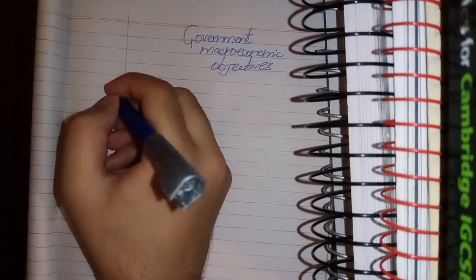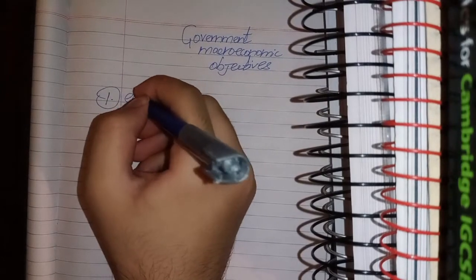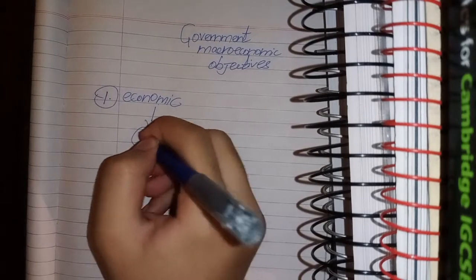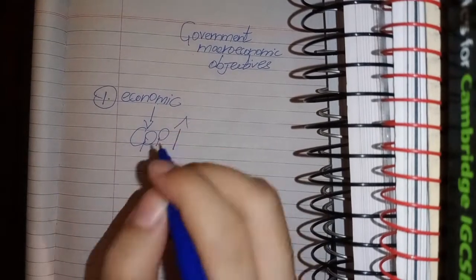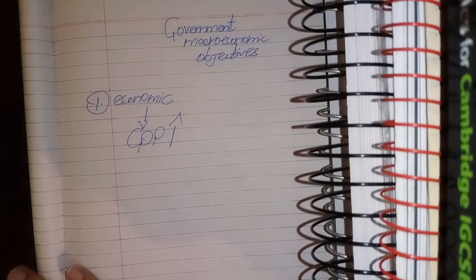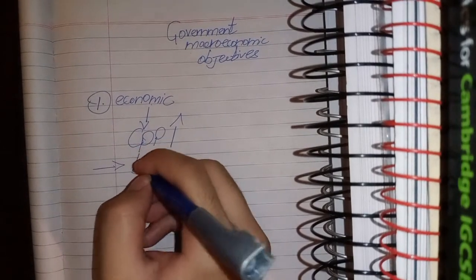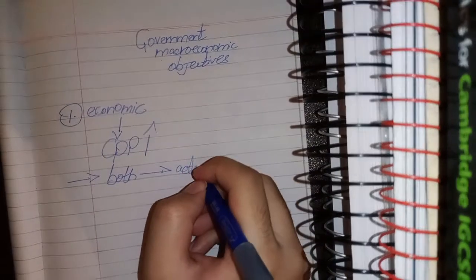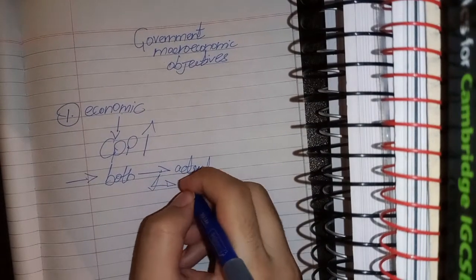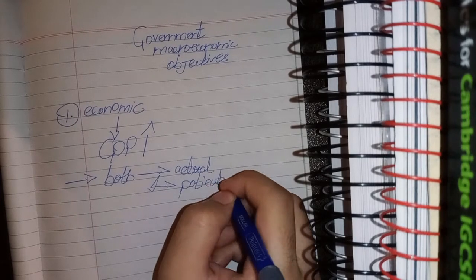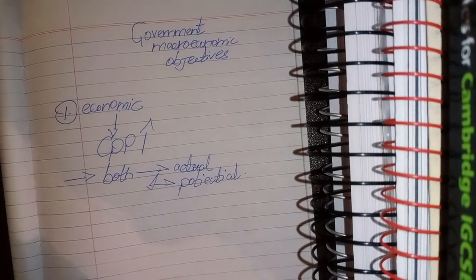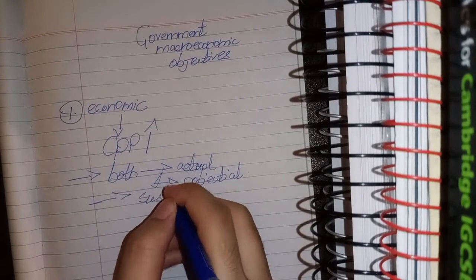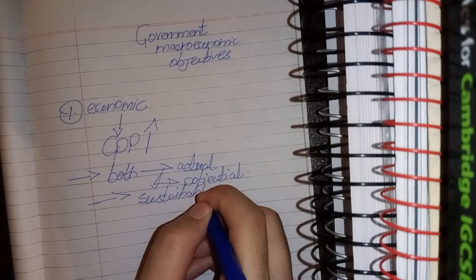So the first objective is economic growth. The government wants growth. It wants a higher GDP. They want GDP to rise. They want both actual growth, which is the real growth in the economy, as well as potential growth. And they want all of this to be accompanied with sustainable growth.